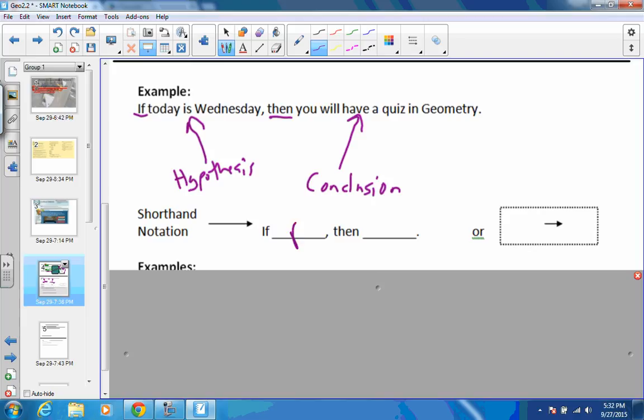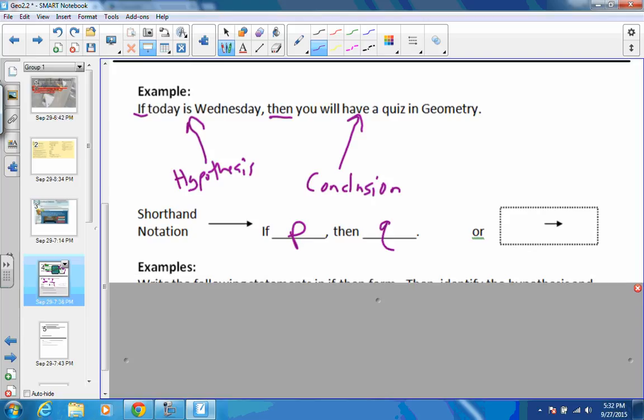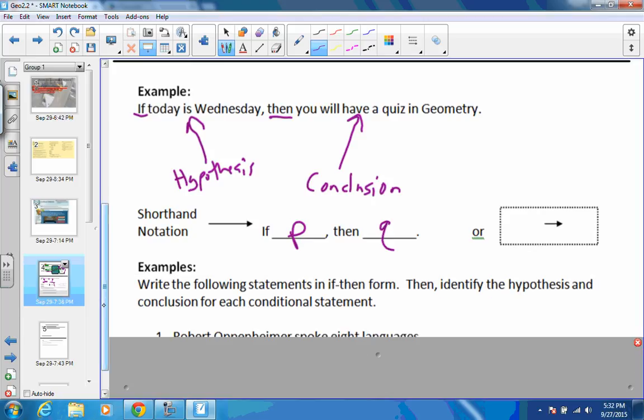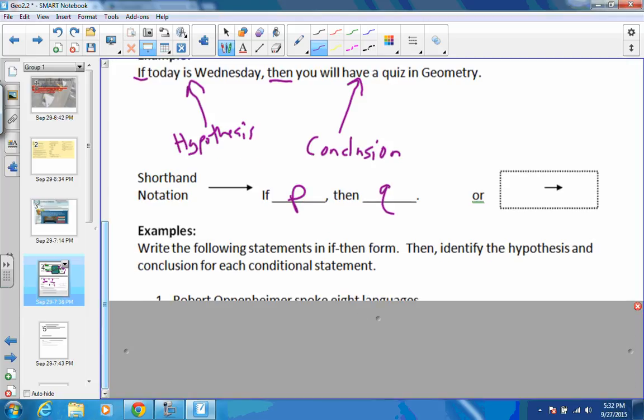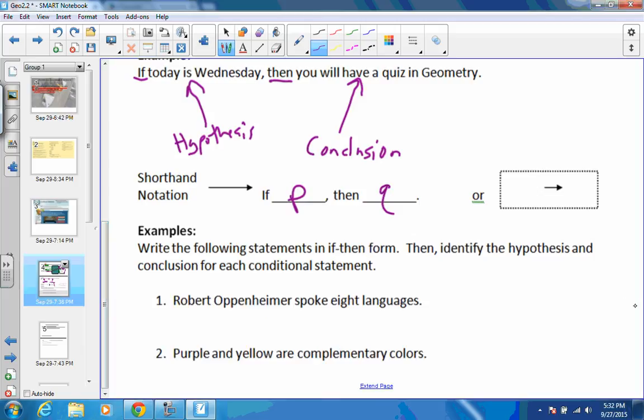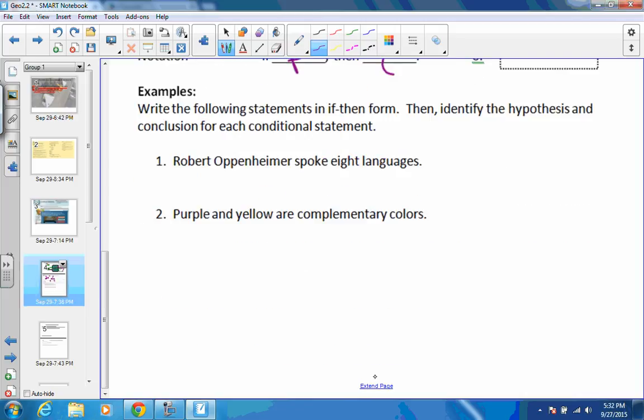Shorthand, if P then Q, is what I had before. You already have that down, hopefully. If P then Q. Now, I'm going to have a couple examples here. It says, write the following statements in if-then form, then identify the hypothesis and conclusion for each conditional statement. So you're going to be given some things, and you're going to have to write them in if-then statements.